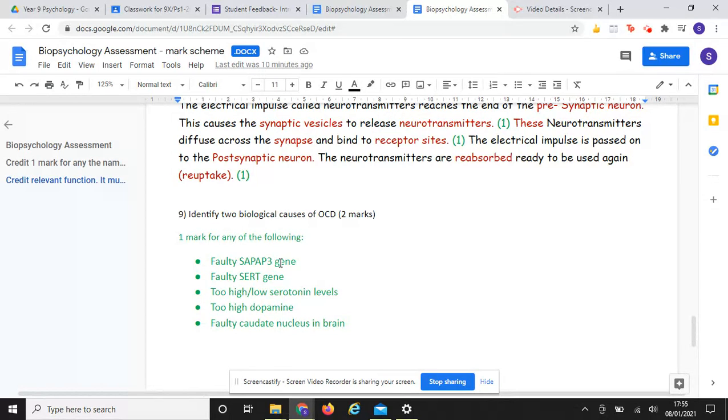Faulty SERT gene, or too high or too low levels of serotonin, because remember, OCD starts off with anxiety and the feeling of not knowing, which then leads into stress. But in order to de-stress themselves, they have to compulsively do a task to calm their stress down. It could be because of high dopamine or a faulty caudate nucleus in the brain.